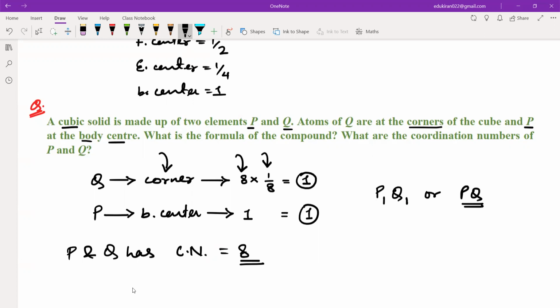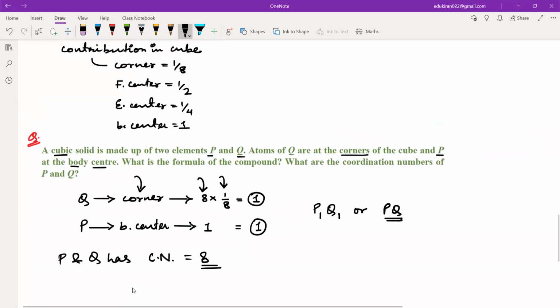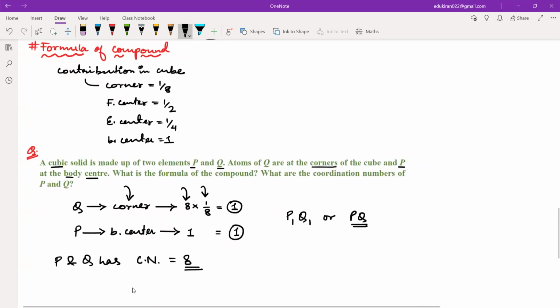Is this clear? Yes or no? Please tell me. Is this clear, guys? Yes, sir. Please write this down. Please copy this. We will look at more questions now.